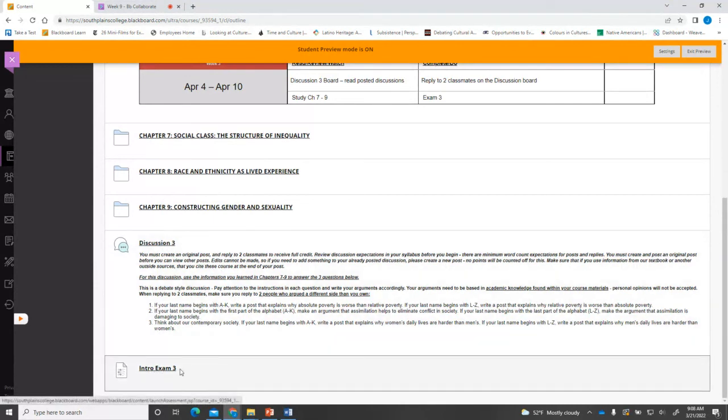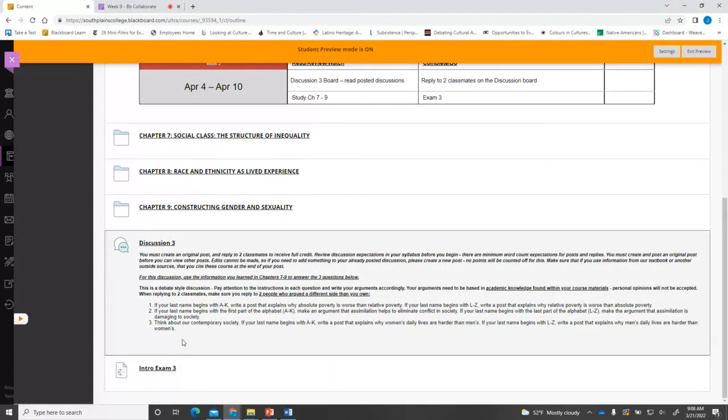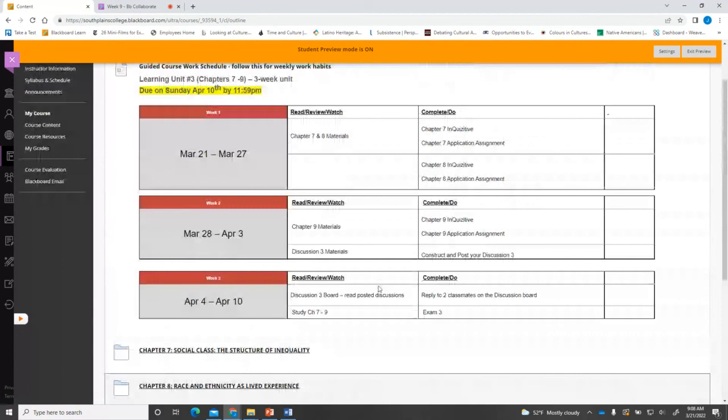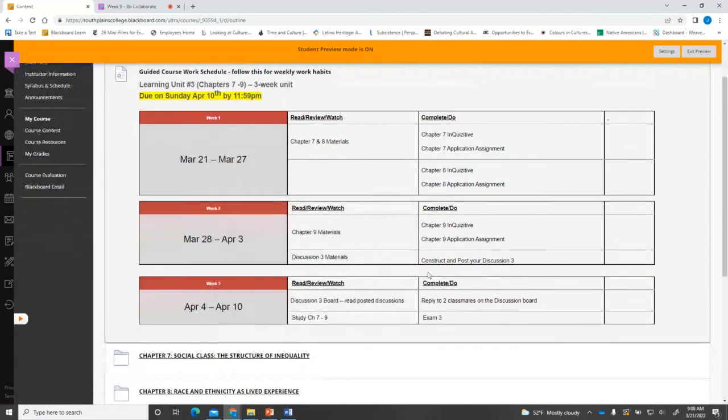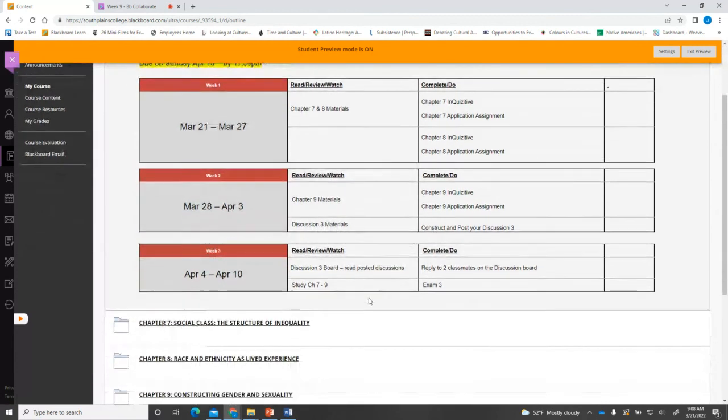And then lastly, you have your intro exam. Basically, it's the same as all the other exams you've taken, about 50 questions that go over 7, 8, and 9. Okay, so again, make sure you're using your guided course schedule. This really helps enforce weekly work habits and doesn't get you behind where you get unnecessary zeros.